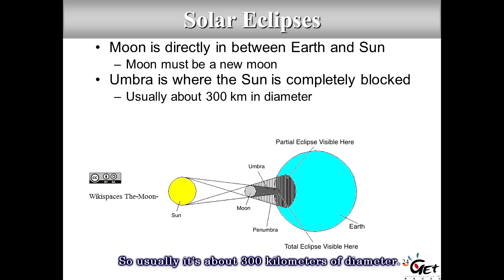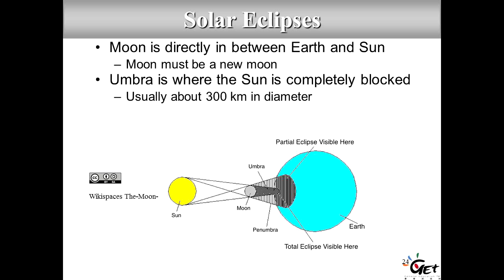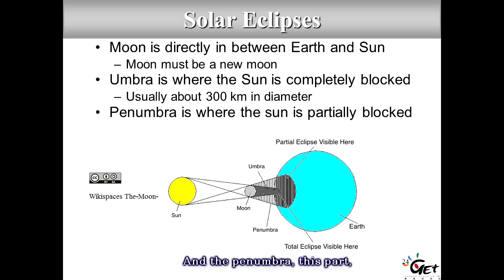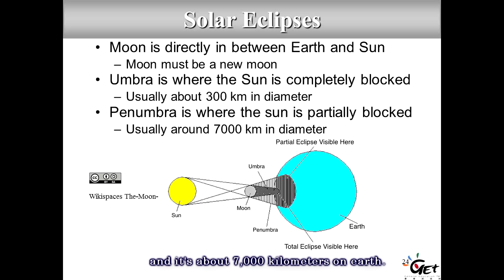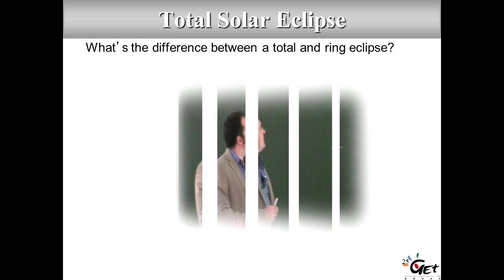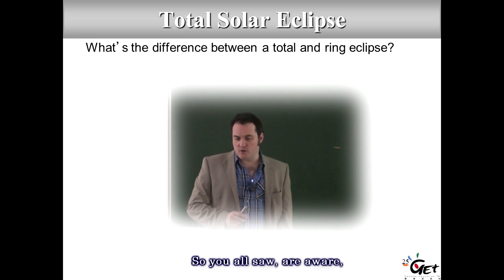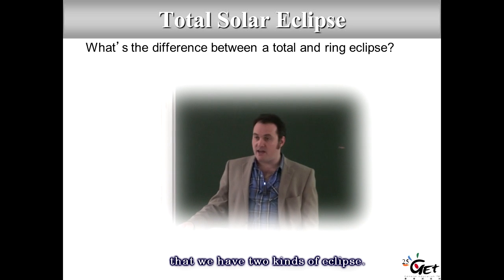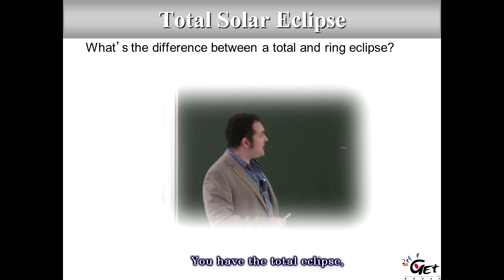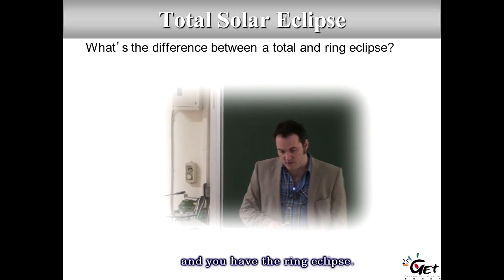Usually it's about 300 kilometers of diameter. And the penumbra, this part, is when the sun is partially blocked, and it's around 7,000 kilometers on Earth. So here, when you're there, you will see a partial eclipse. Only part of the sun will be eclipsed. And here, you will have a total eclipse. So you also are aware that we have two kinds of eclipse. You have the total eclipse and you have the ring eclipse.